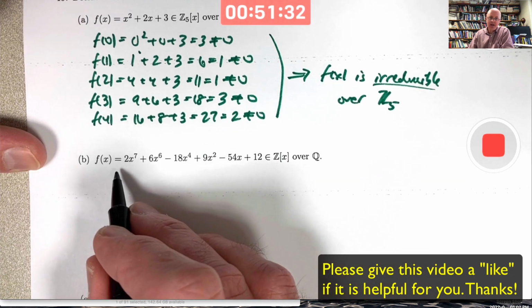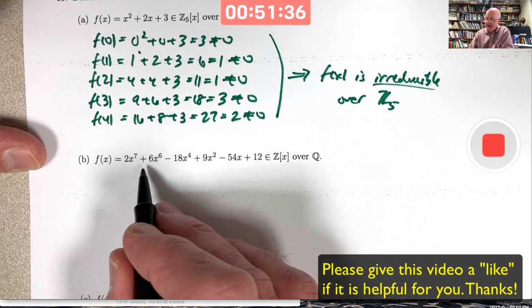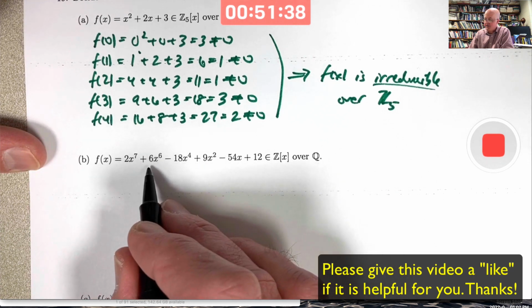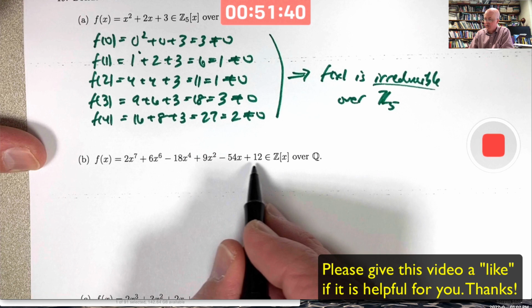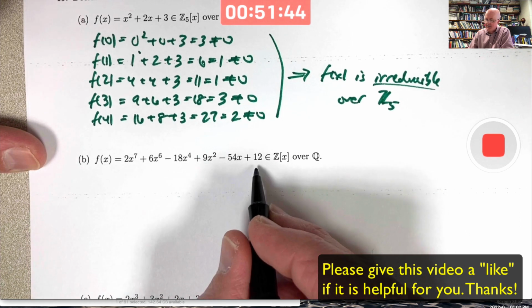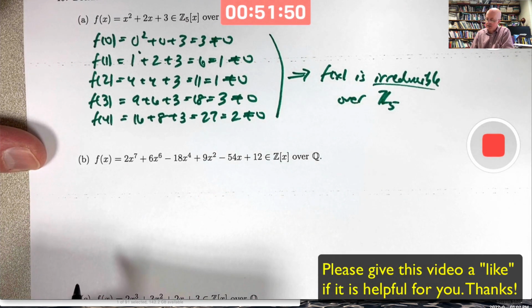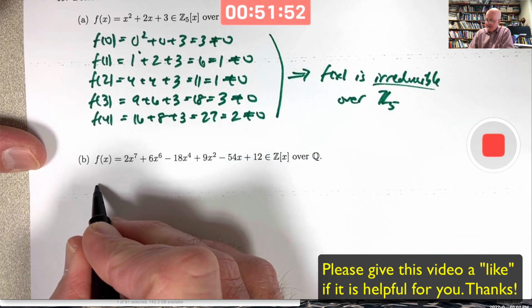I don't want to pick 2 because 2 divides 2. Okay, so then I try 3, and then I look and see, oh yeah, all those other coefficients, 6, negative 18, 9, negative 54, and 12, are divisible by 3. And finally, 3 squared, 9, does not divide the constant term. That's going to mean by Eisenstein's Criterion that this is irreducible over Q. And that's just the answer.